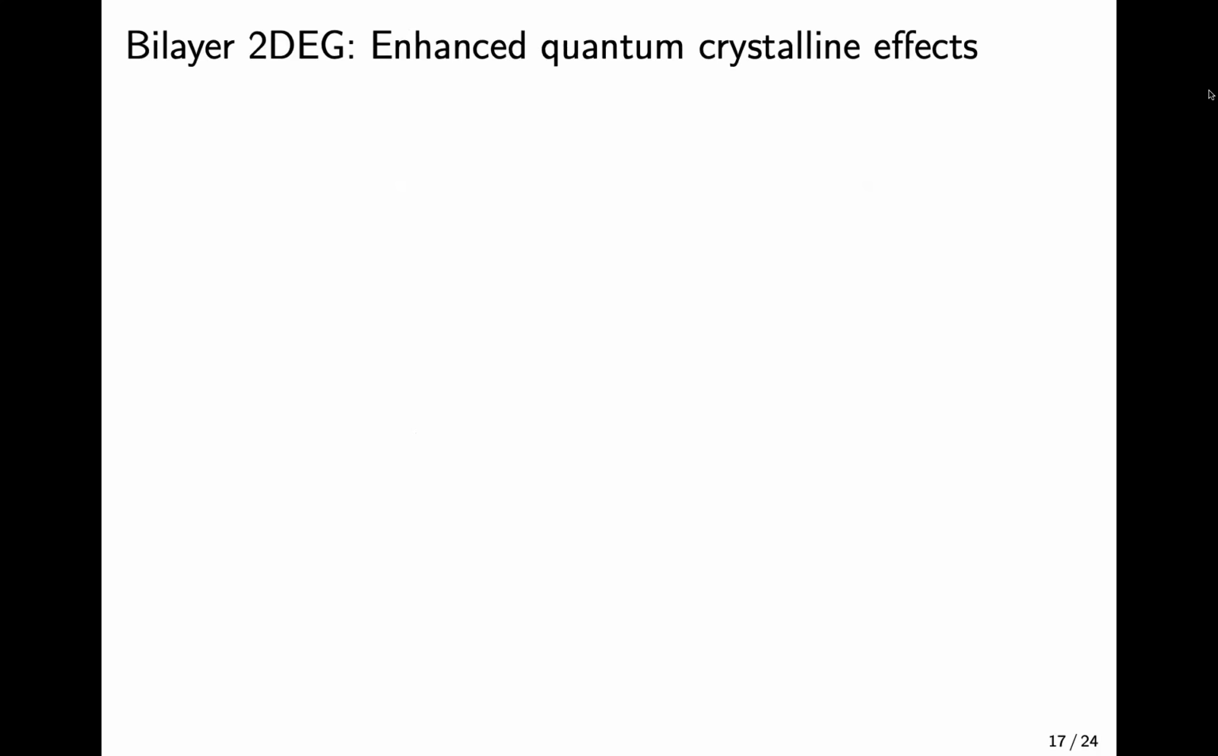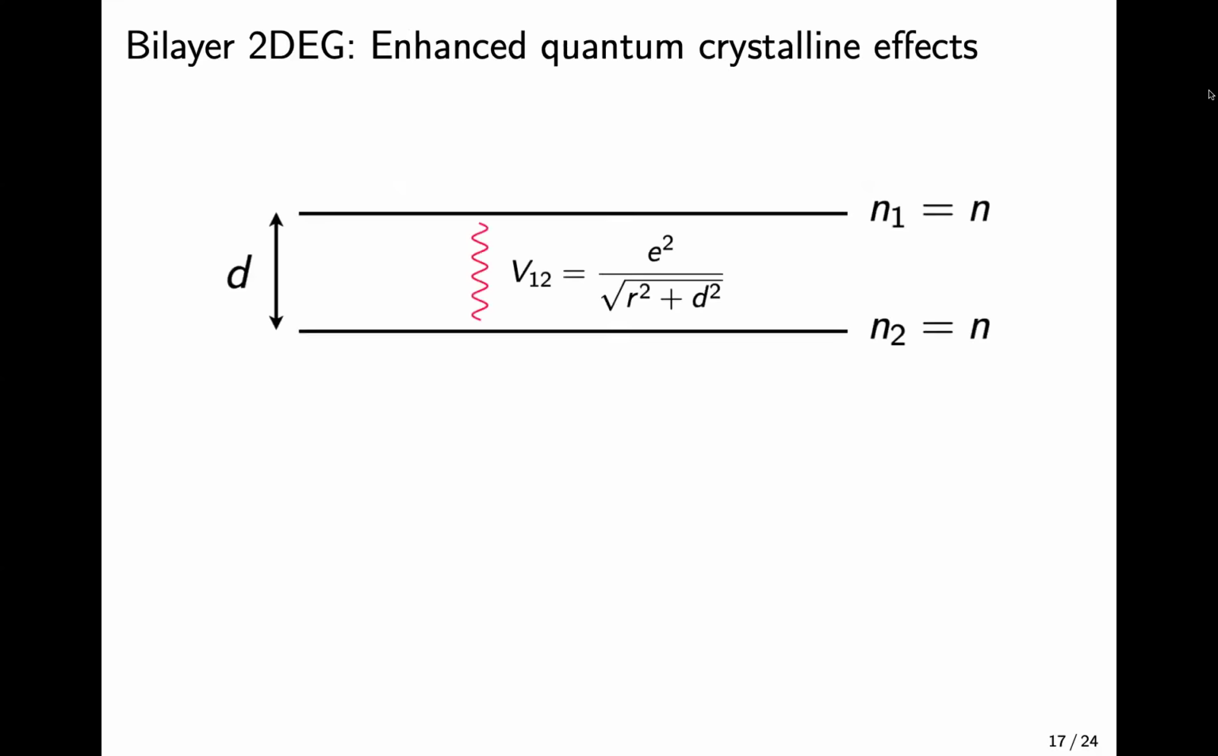So in the remainder, what I want to tell you about is a very simple way in which to enhance some of these quantum crystalline effects. And that's simply to consider a bilayer. So what we'll discuss now is a bilayer of two 2D electron gases, each of equal density for now, and separated by a distance d, and just coupled by Coulomb interactions. No tunneling for now, just Coulomb interactions.